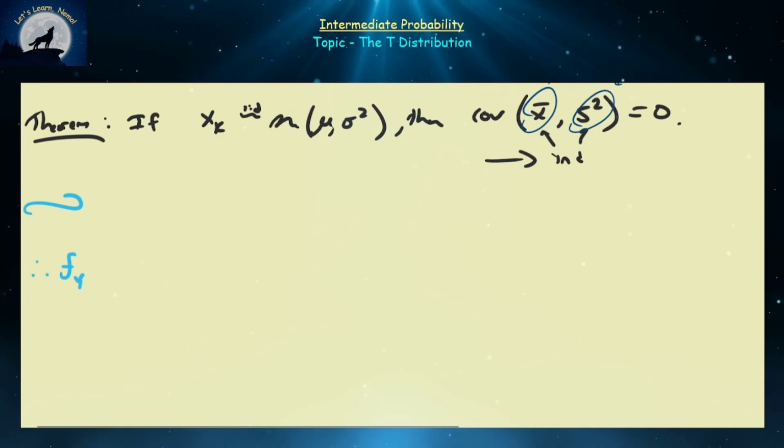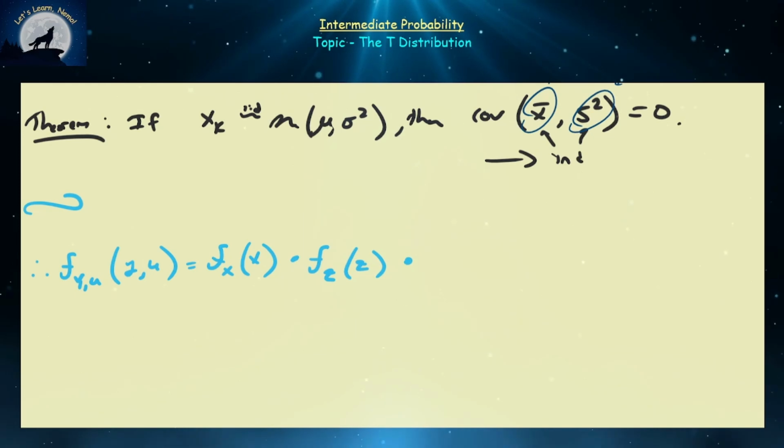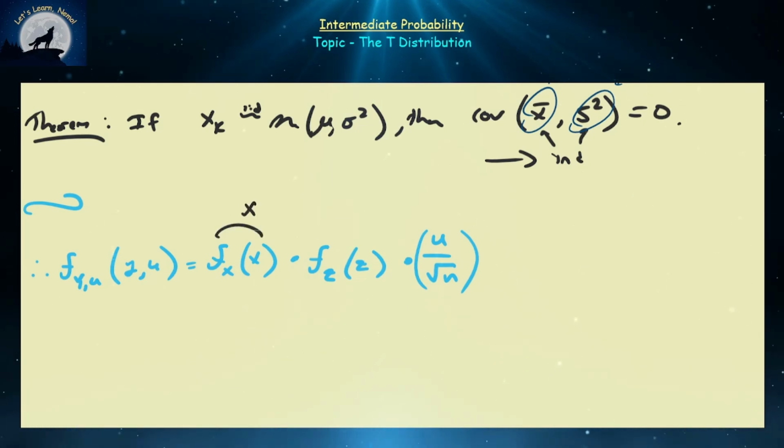So f_yu will be equal to f_x, so that's going to be our chi, multiplied by f_z, that's going to be our standard normal, times the absolute value of our Jacobian, which is going to be u divided by the square root of n. All right? So that is our setup. So there's our chi variable, and there's our standard normal random variable.